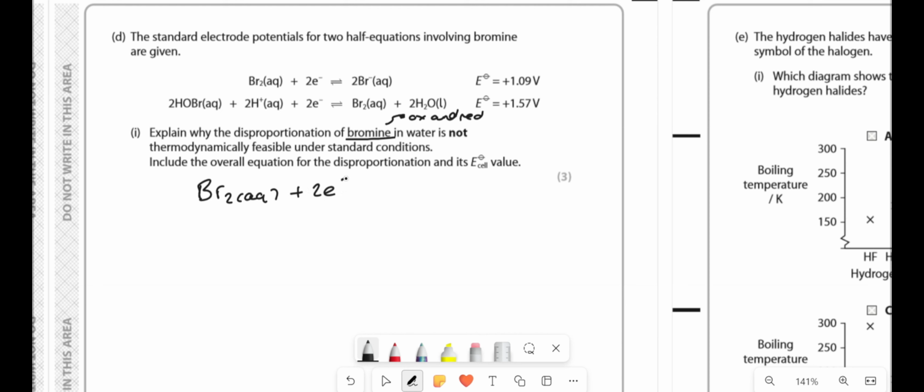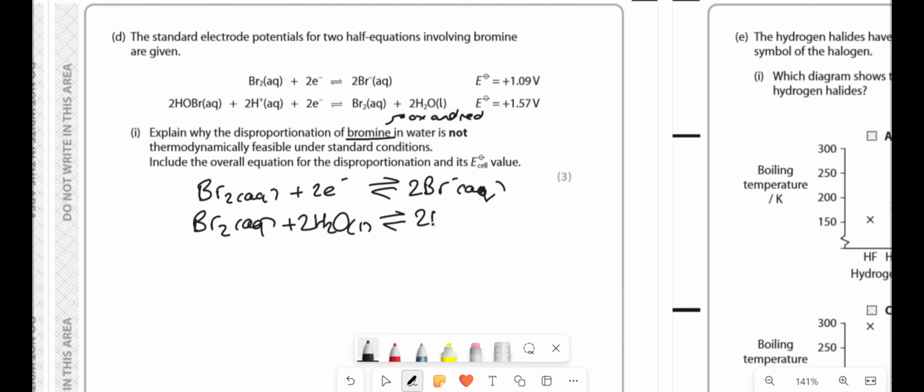So the first equation is going to be 2Br- aqueous. We don't then say, oh, the other one, because it's more positive, it needs to be whatever, right? It's not, because they've told you which direction you need to go in. And it is bromine. So this equation means that we have to do the oxidation direction of it, which means it's going to be Br2 plus 2H2O liquid becomes 2HOBr aqueous plus 2H+ aqueous plus 2e-, as in, it's forcing it in this direction.